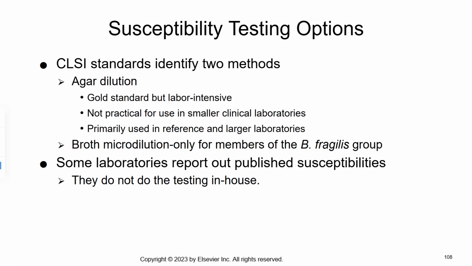So the agar dilution method is the gold standard, but it's labor intensive. It's not practical for use in smaller clinical laboratories and primarily used in reference or large laboratories. Broth microdilution only for members of the B. fragilis group.